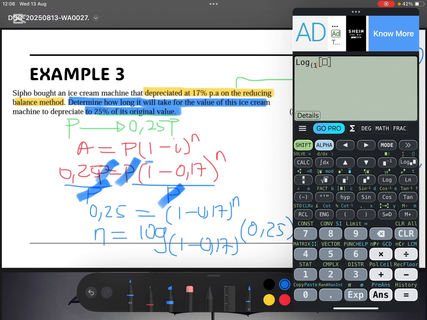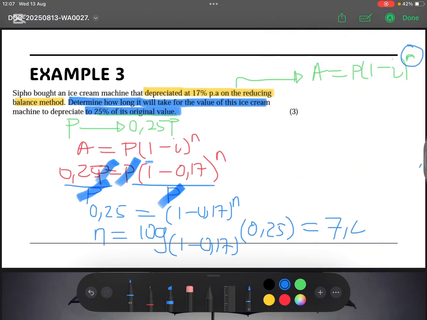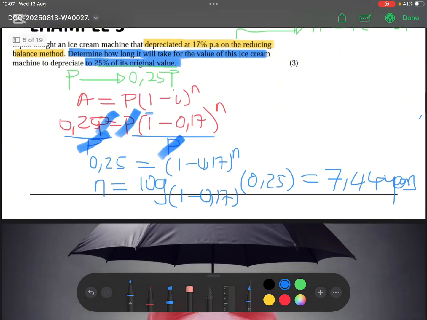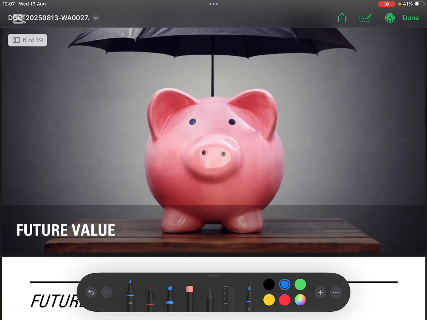Then in that case, we're going to have log base (1 subtract 0.17) of 0.25. Then that will be 7 years. So then we'll have 7.44 years. So it will take 7 years for the original price of P to depreciate to 25% of P, which is the original price. So it will take the period of 7.44 years, right?